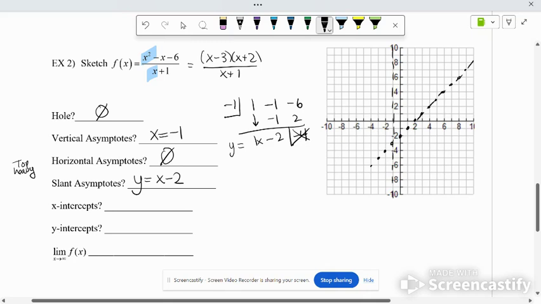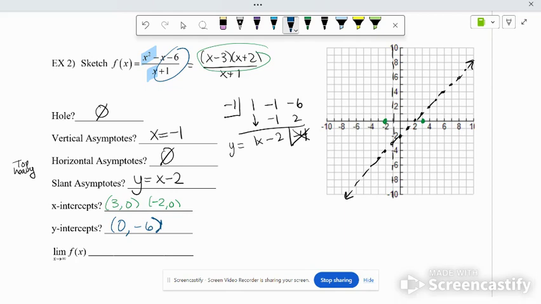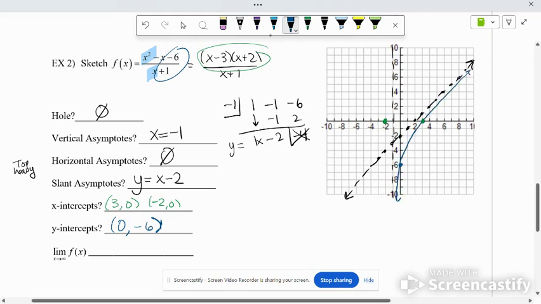And your slant asymptote will always go at an angle on your graph. Your x-intercepts come from the numerator, so it's going to be (3, 0) and (-2, 0). And we can go ahead and plot those. Your y-intercept is 0, and then the ratio of your constants, so -6. And at this point, we should go ahead and graph other points on our graph grid. So grab your calculator and type it in. Figure out a couple more points along the way here, and then what you're going to do is connect those points in a nice fluid curve.